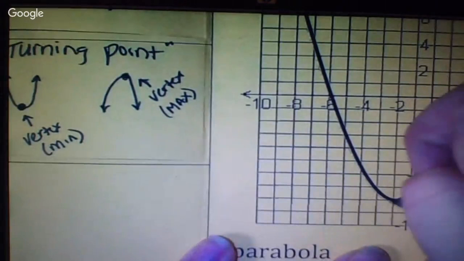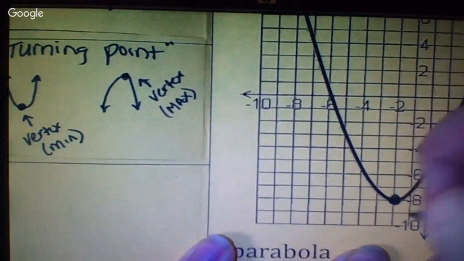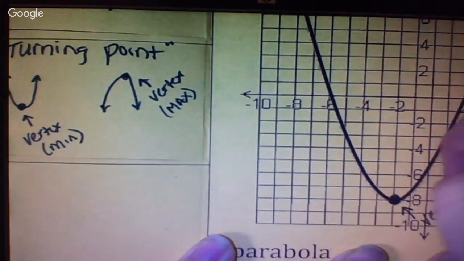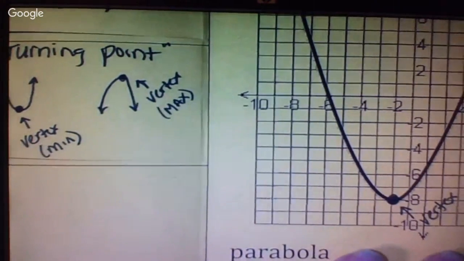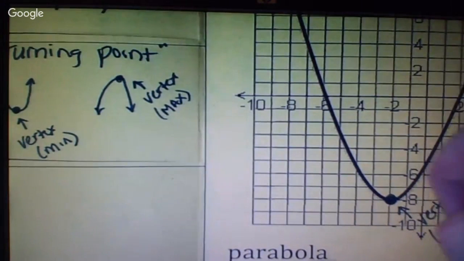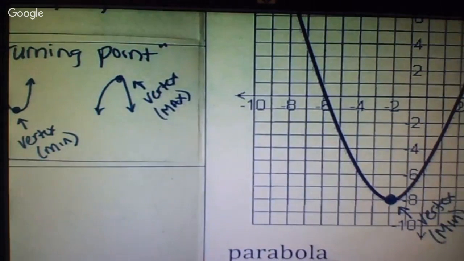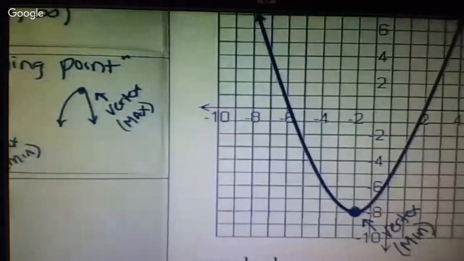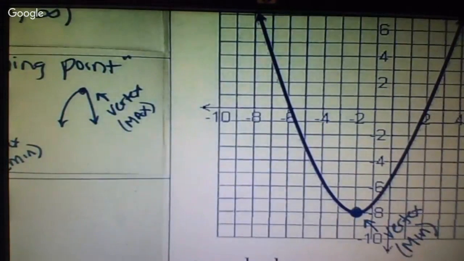-2, -8. This is your vertex. Mark it. Vertex. If that's my vertex, what do I have here? Is this a max or a min? This is a min. Most of them are mins. Most of them are. A lot of the stuff that we deal with is a min.